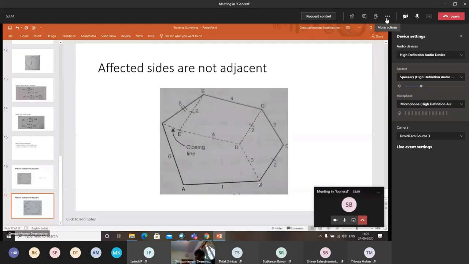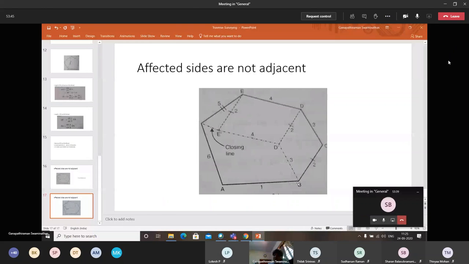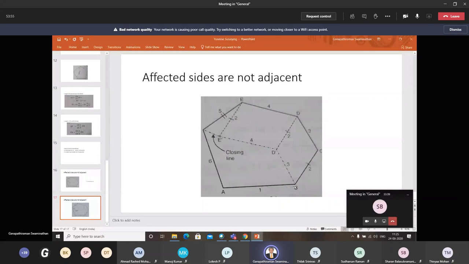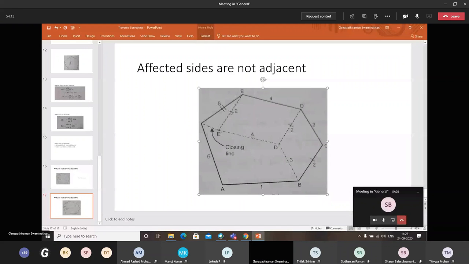And equal to CD. So now it is a parallelogram. From CD I draw a line parallel and equal to DE. So what happened? Now the adjacent side which is affected has gone to this. Now this is the closing error with all the data, because you know the bearing and length of this line. You know the bearing and length of this line.